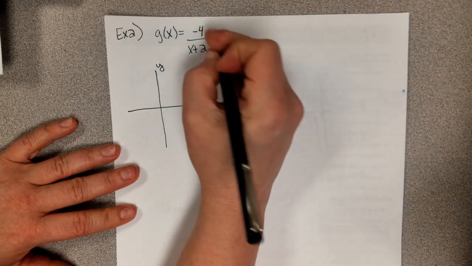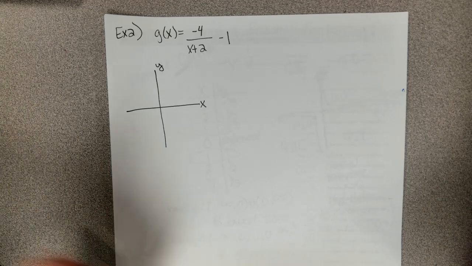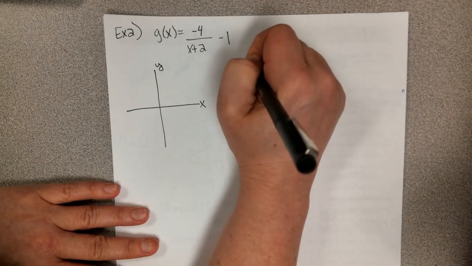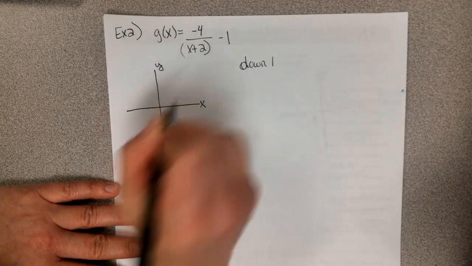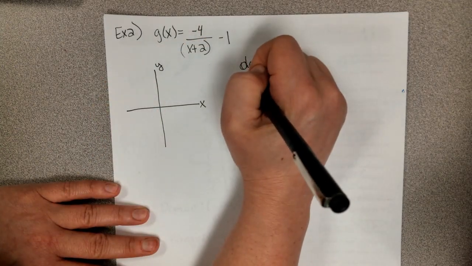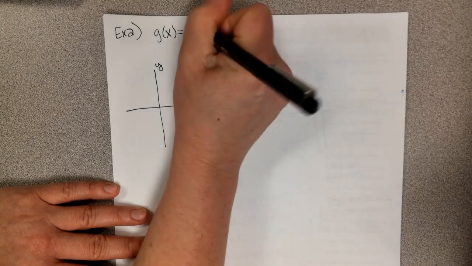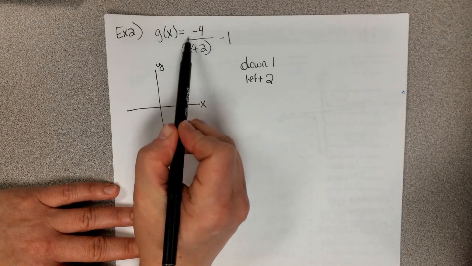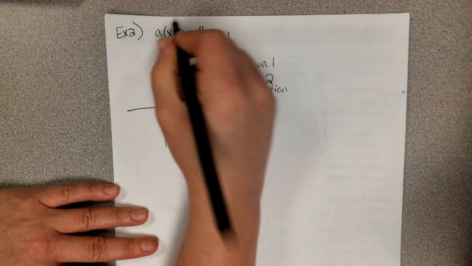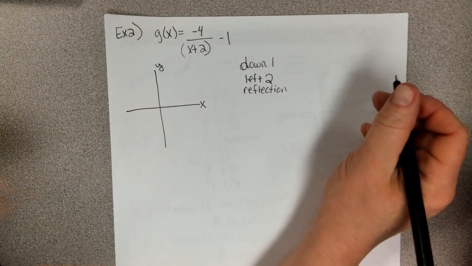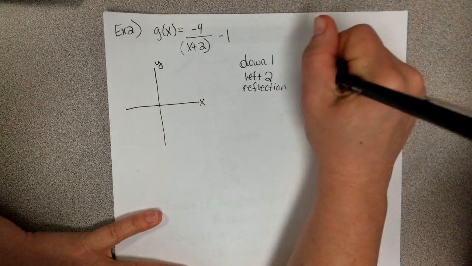So what you're going to see is this -1, that's going to take this, ooh, I lost my picture. There it goes. Okay, so this minus 1 is going to go down 1. And then this x plus 2 right here, it will go left 2. This negative, the negative right up here, that's also going to affect this. There's going to be a reflection, and you'll see that in the table, okay? And then, of course, we still have that stretch of 4. So when you make your table, you can choose the points however you want to.